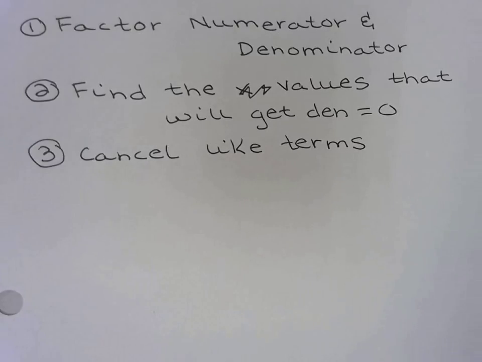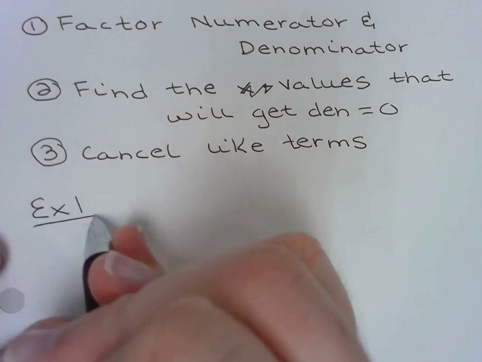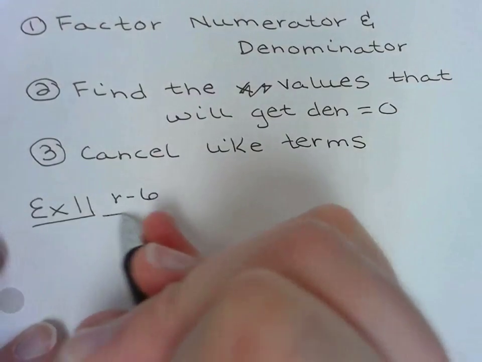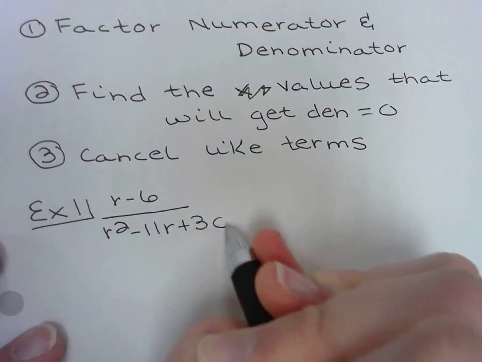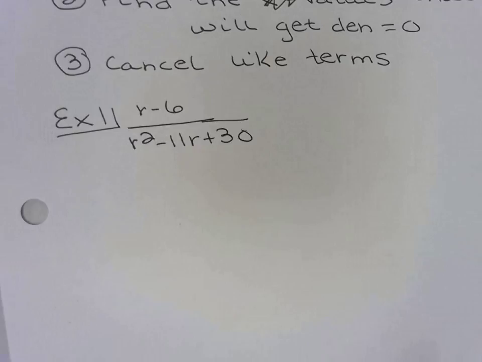Okay, let's look at one like this: R minus 6 over R squared minus 11R plus 30. Why is this a rational expression? We talked about the word rational. It's a fraction, plain and simple. Quadratic had x squared. Rational has a fraction, so this is a rational expression.